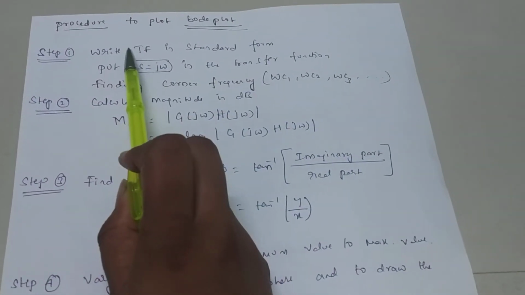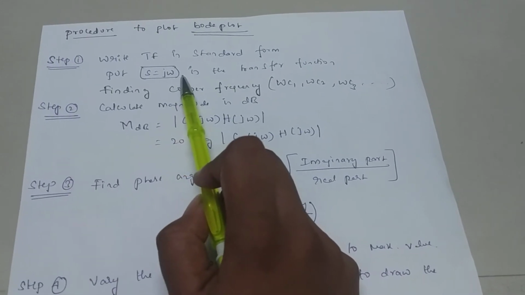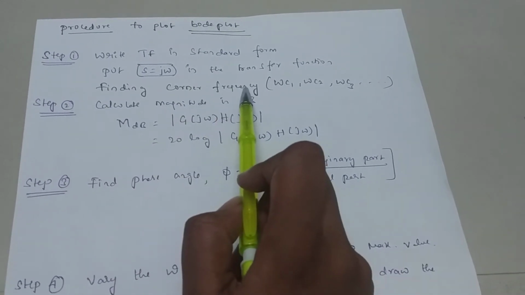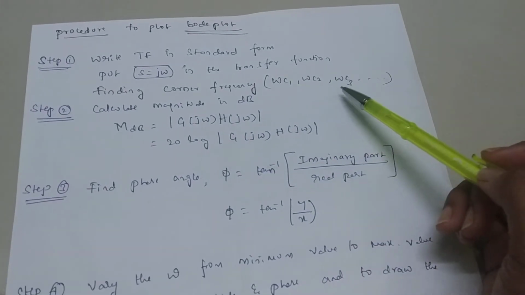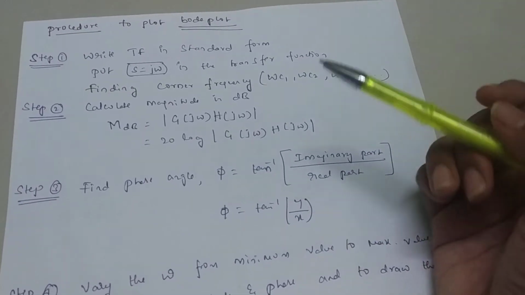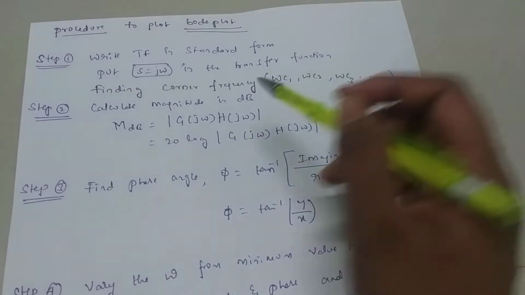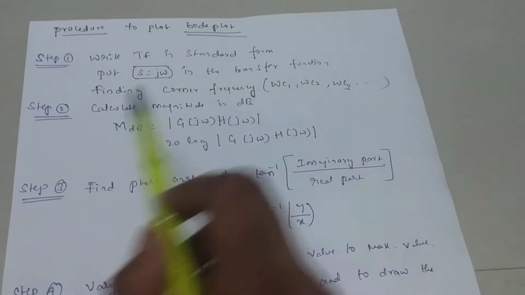If they are given in a transfer function, we just need to replace s with j omega and find the corner frequencies. The corner frequencies are omega c1, omega c2, similarly omega c3. Omega c1 appears as 1 plus j omega by j omega c1, that is the formula for the corner frequency. I'll explain this briefly.